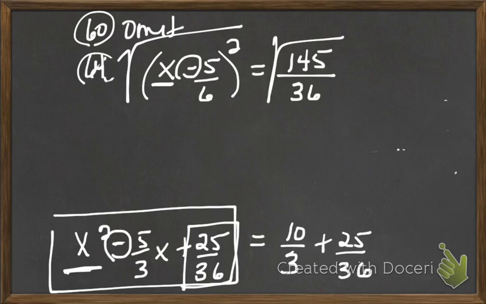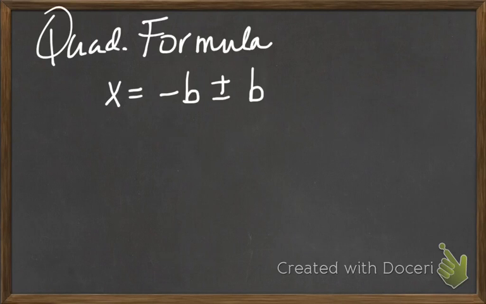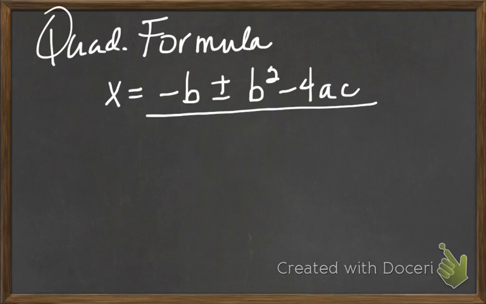Alright, the last set of your homework is to use the quadratic formula. Okay, we talked a little bit about this yesterday. Most of you seem to think that you had seen the quadratic formula before. So I need you to write the quadratic formula. You are going to need to memorize the quadratic formula. It's x is equal to negative b plus or minus the square root of b squared minus 4ac, all divided by 2a.